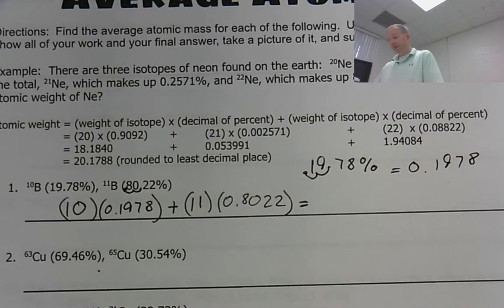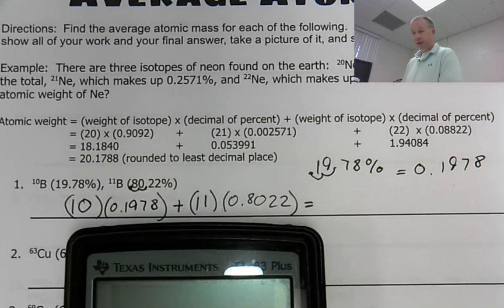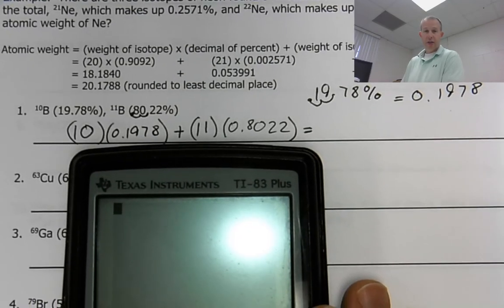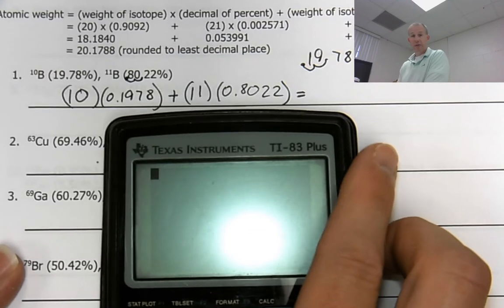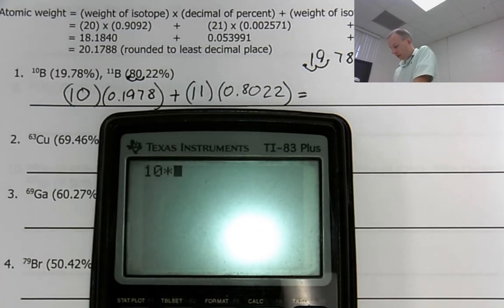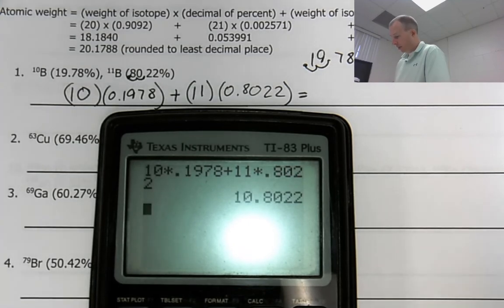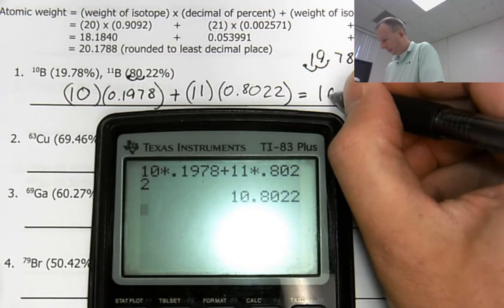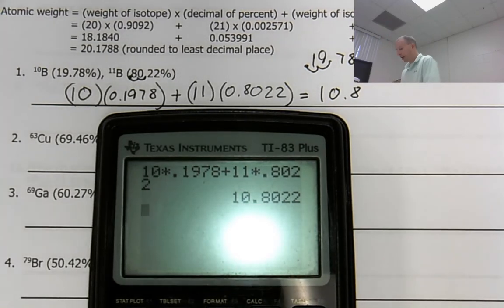The next step is basically just go and figure it out. So this is why you have a calculator. They're useful for these things. I strongly encourage the use of them for this type of stuff. So you're just going to do 10 times 0.1978 plus 11 times 0.8022, and you get, we'll just say 10.8.